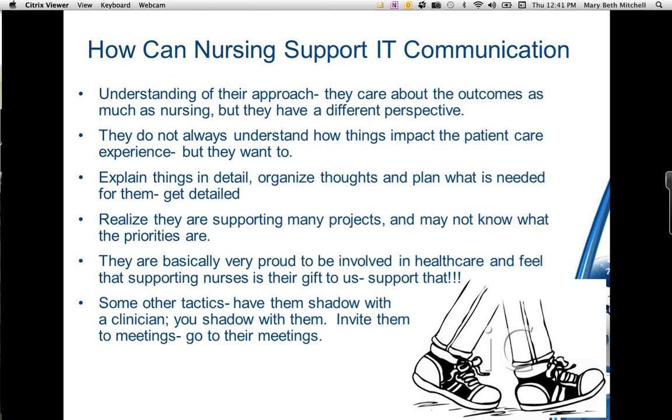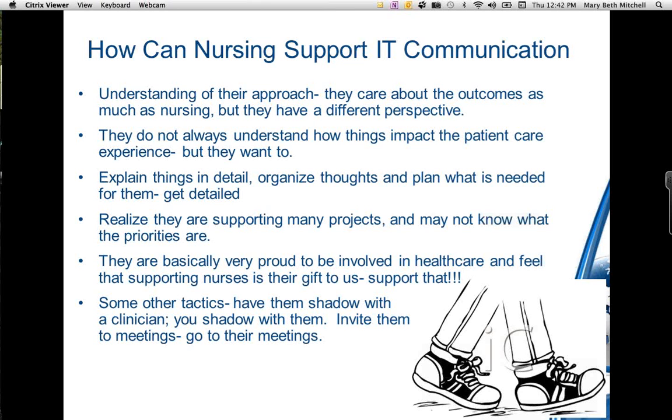And as our IT analysts and programmers and everyone spend more time in healthcare, they certainly get a lot of experience about how healthcare works and what our needs are. We need to make sure we can explain things in detail, that we organize our thoughts, and that we plan what's needed for them. We need to give them the detail. We can't just say, I need a report on the admission history. We need to tell them exactly what level of detail they need. And then we need to work jointly with them to make sure that we're communicating the same thing in the same way.